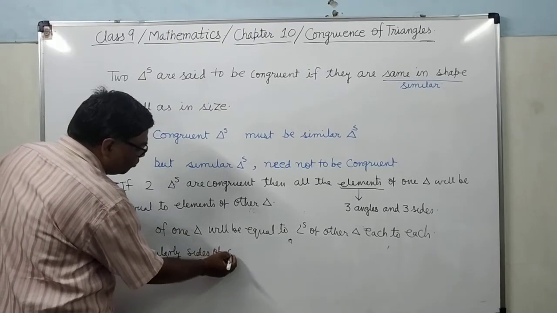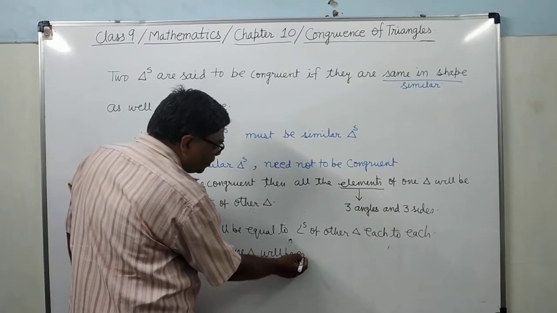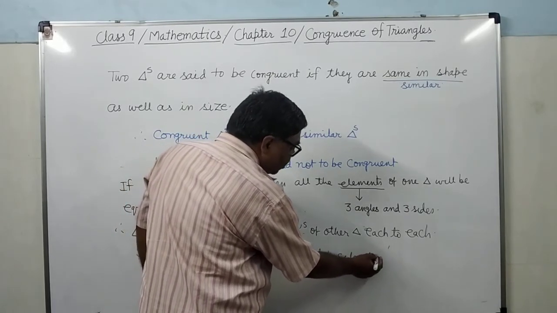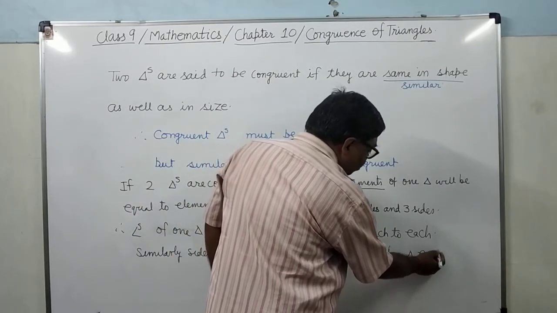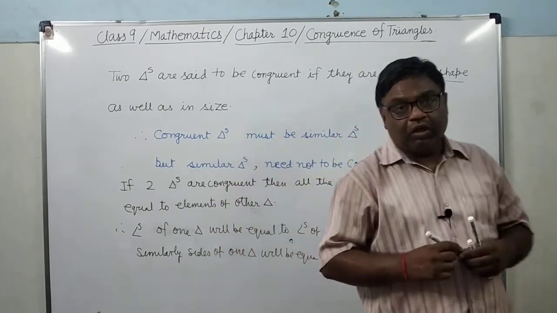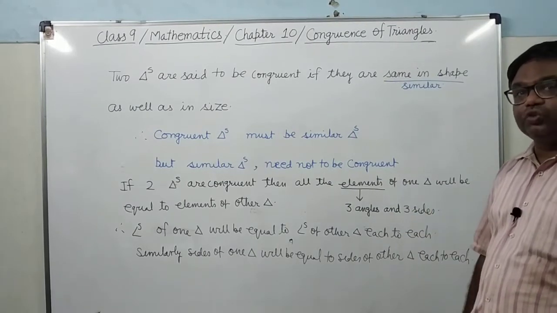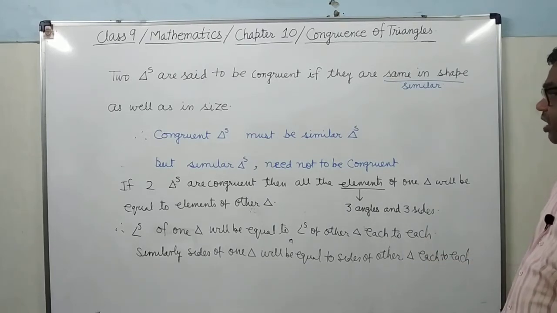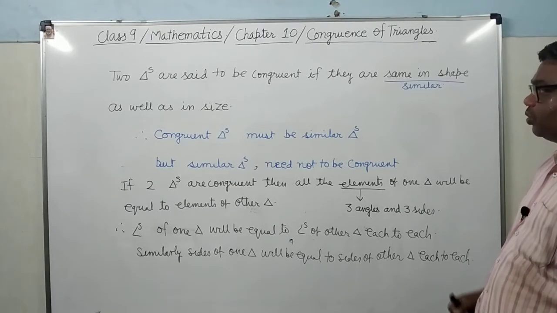Similarly, sides of one triangle will be equal to sides of the other triangle, each to each. What is the meaning of each to each? I have told that sides of one triangle will be equal to sides of the other triangle each to each, means first side will be equal, second side will be equal, and third side will be equal. So this is the meaning of congruency of two triangles.